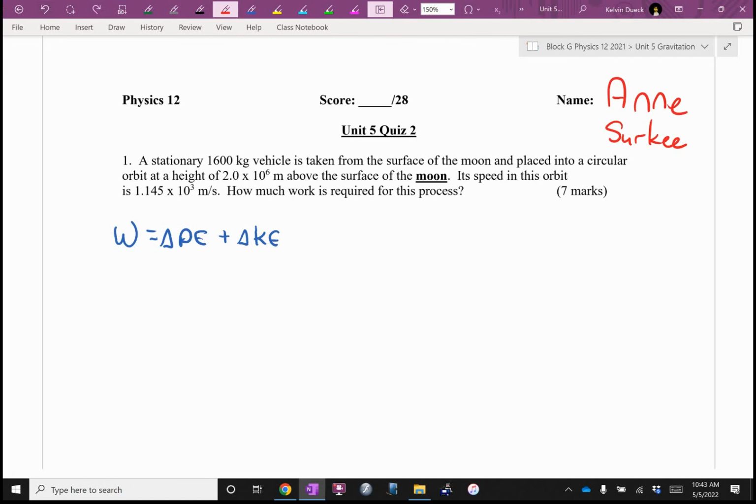Oh, and moon. I'll make sure I use the correct numbers for the moon. I mean, it would be silly to do all my physics with the wrong planet. That would just be silly. Who would ever do something like that? It's all on my data sheet after all.